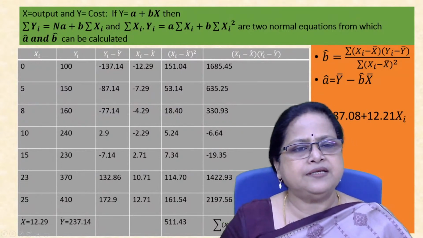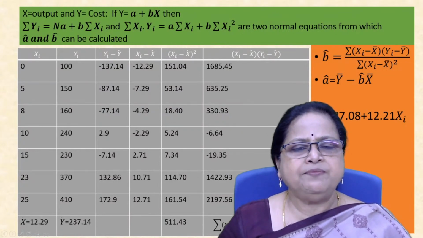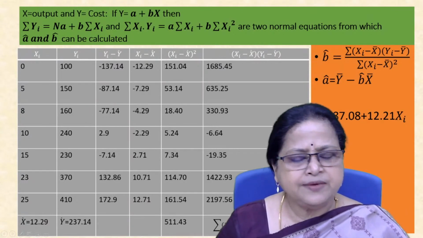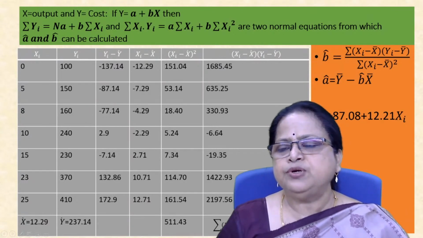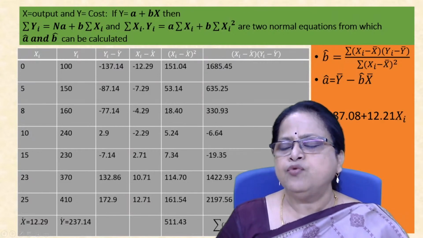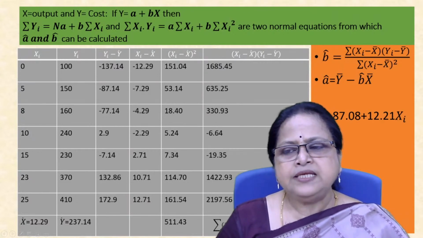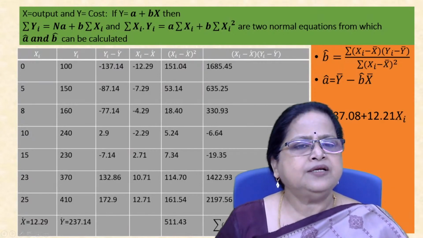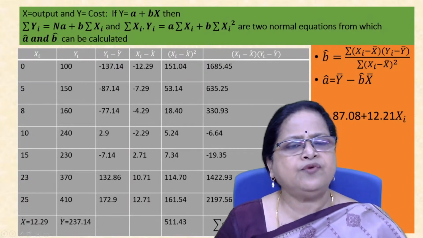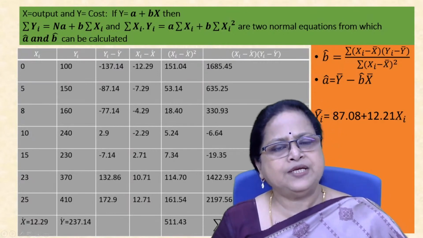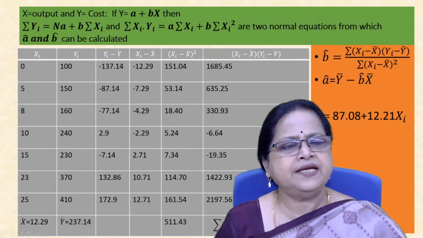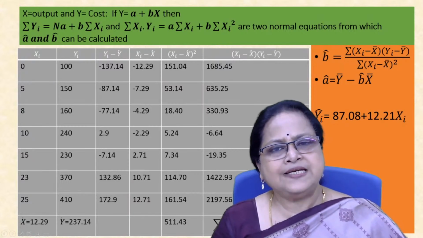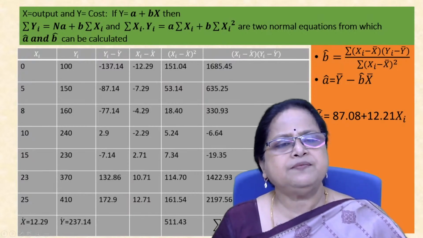Now we can calculate the regression equation using yi minus y bar, xi minus x bar. From the formula and this table, we can find yi hat is equal to 87.08 plus 12.21 xi. There is another way of calculating a hat and b hat: you can convert the equation y is equal to a plus bx into the normal equations, taking the summation of the left hand side and right hand side. Summation yi is equal to na, where n stands for the number of observations, plus b summation xi.